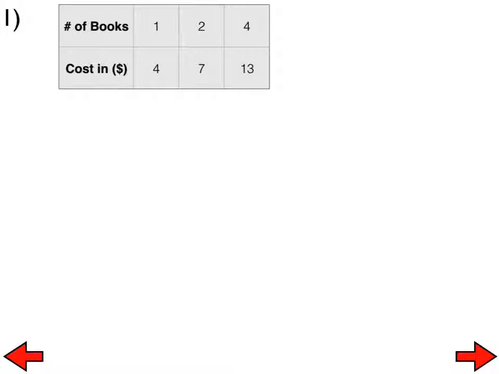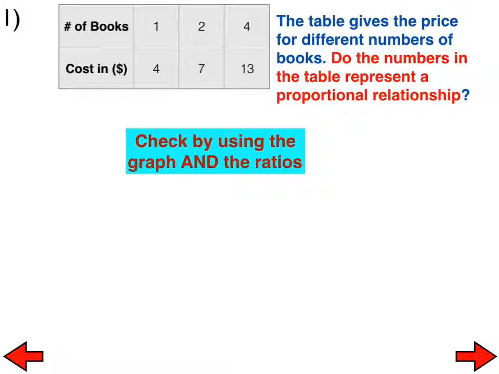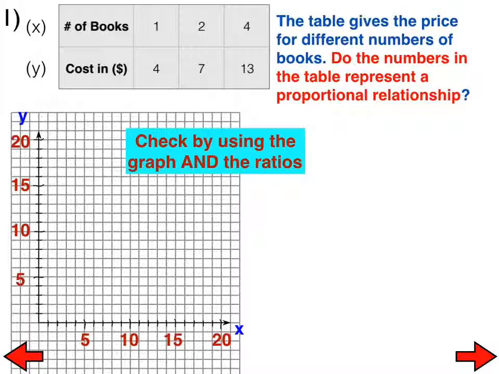All right, number 1 on your notes. We have this table, number of books compared to how much it costs. We're going to label books x, cost y. And I want to know if this is proportional or not. You're going to do all the different methods. Use that table to graph it. Use that table to list out all the ratios. Use that graph to find k. Use the ratios to find k. Everything should match up.